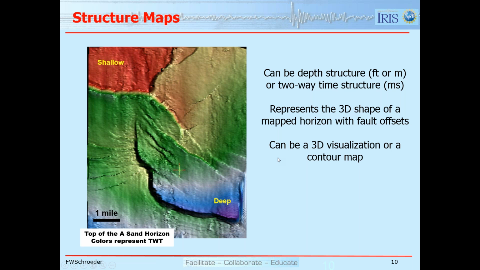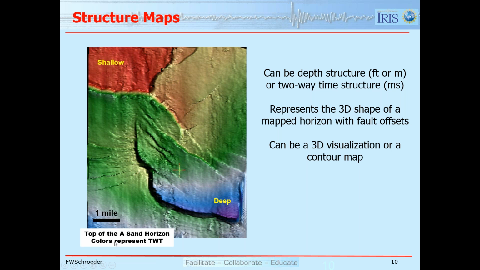One of the things that we commonly generate when we're working on a structural framework are structure maps, and these could be either in feet or meters, true depth maps, or they may be in two-way travel time if we have not yet converted from two-way travel time to depth. So this is an example.